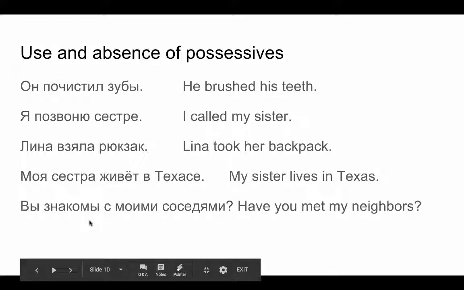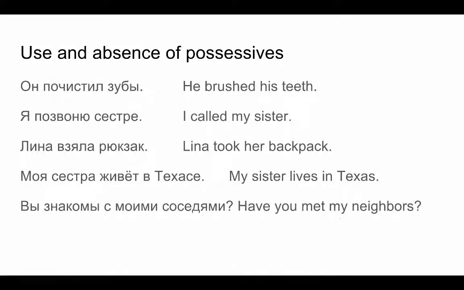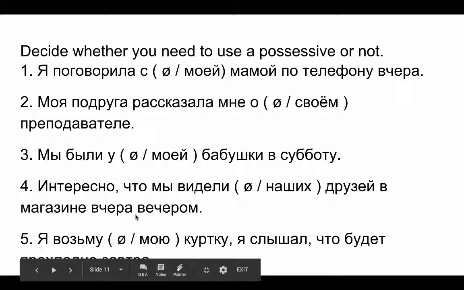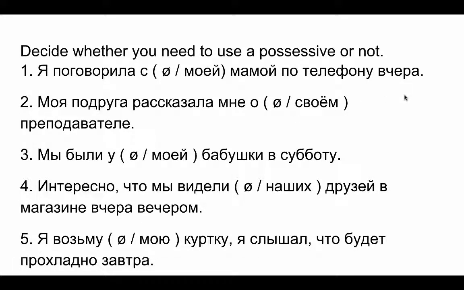Вы знакомы с моими соседями? Have you met my neighbors? Here we're likely to put in the мой, the моими. And that's because it might be ambiguous otherwise. Have you met neighbors? Have you met whose neighbors? Your own or mine? And so this one is more likely to have the мой. Here, decide whether you would need to use a possessive or not.